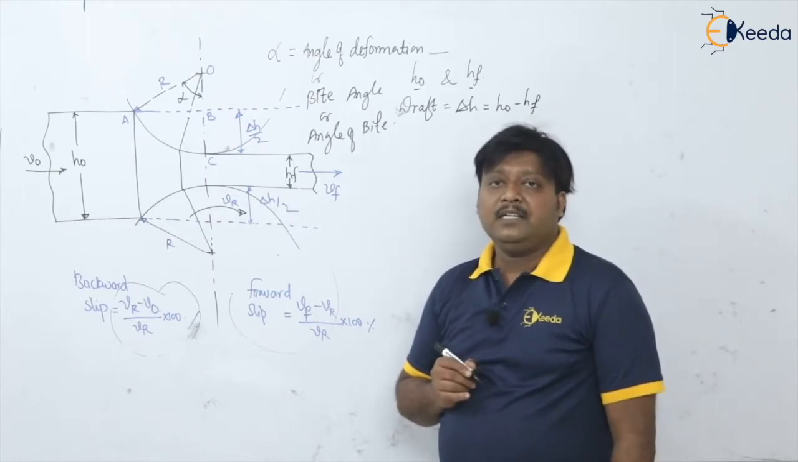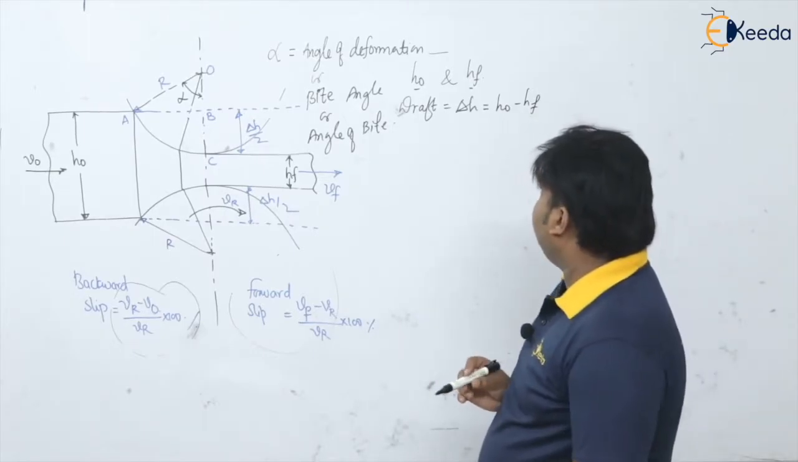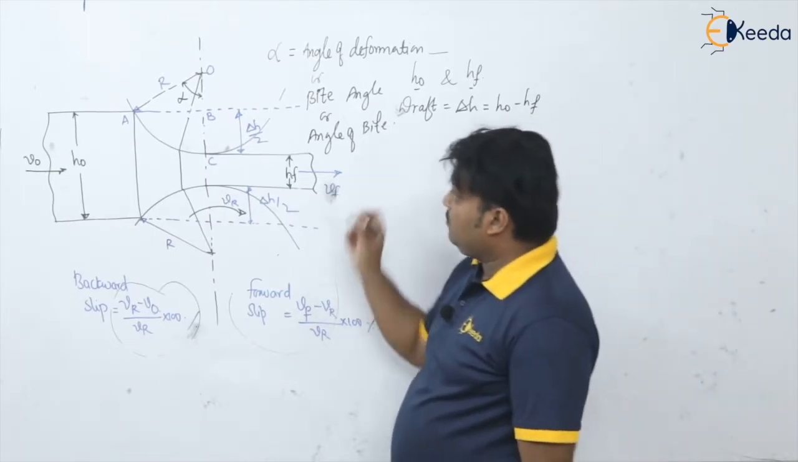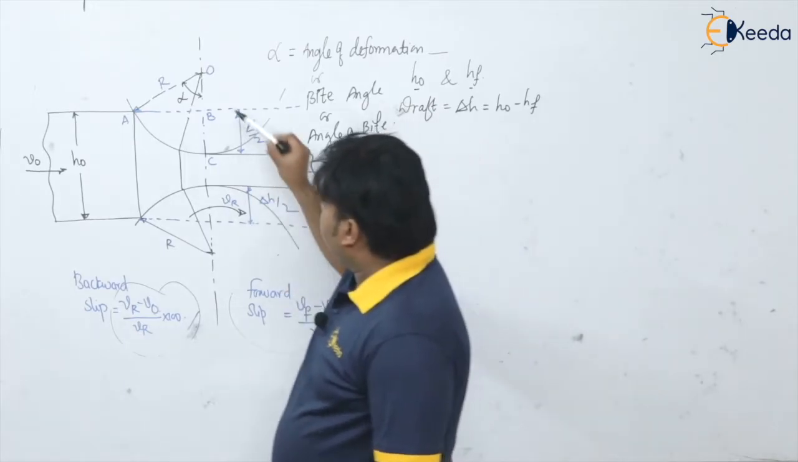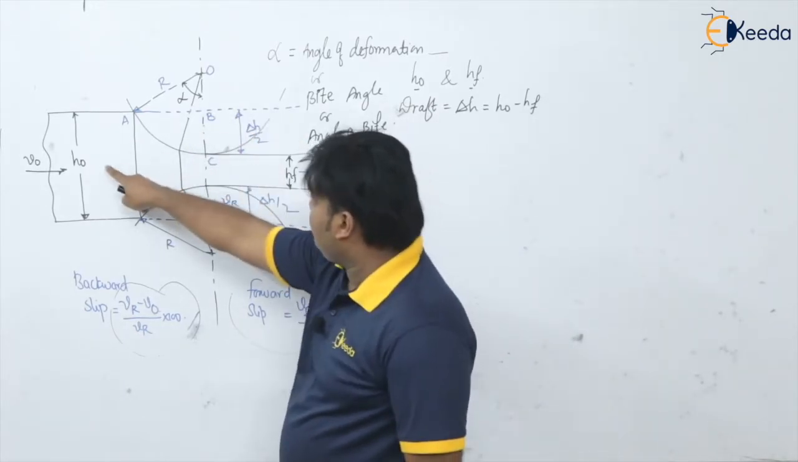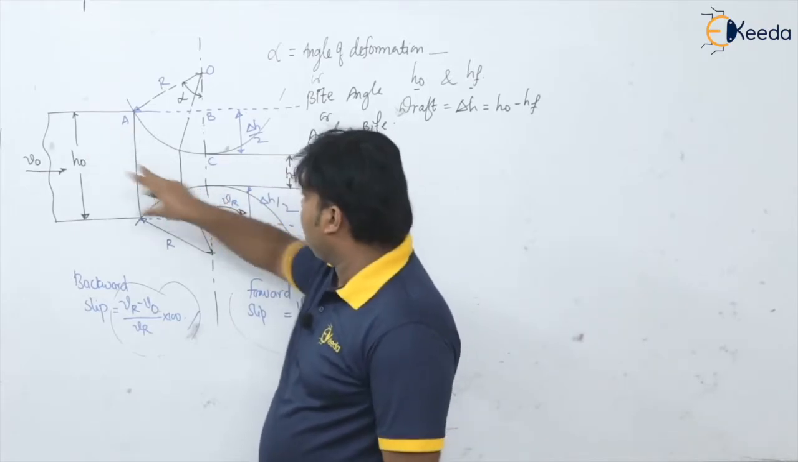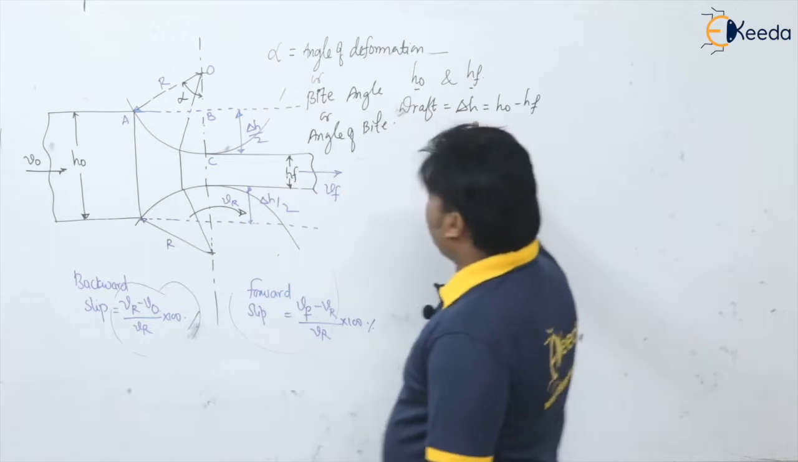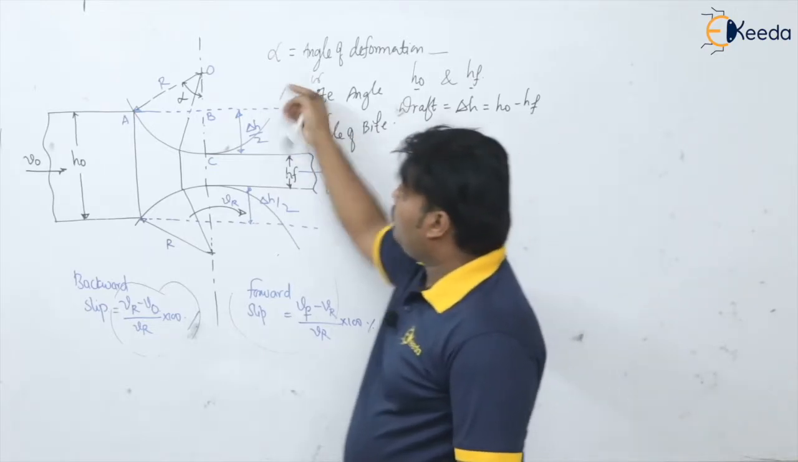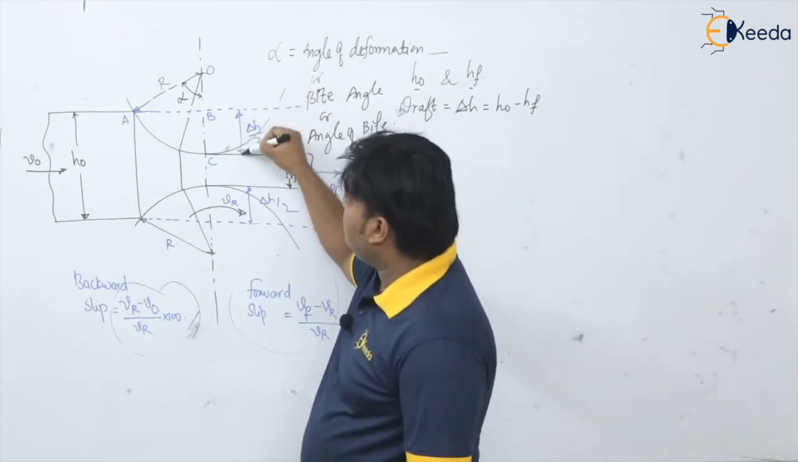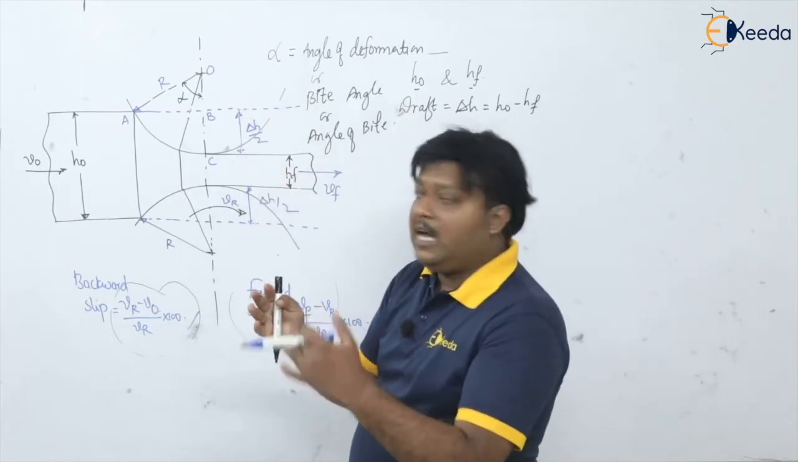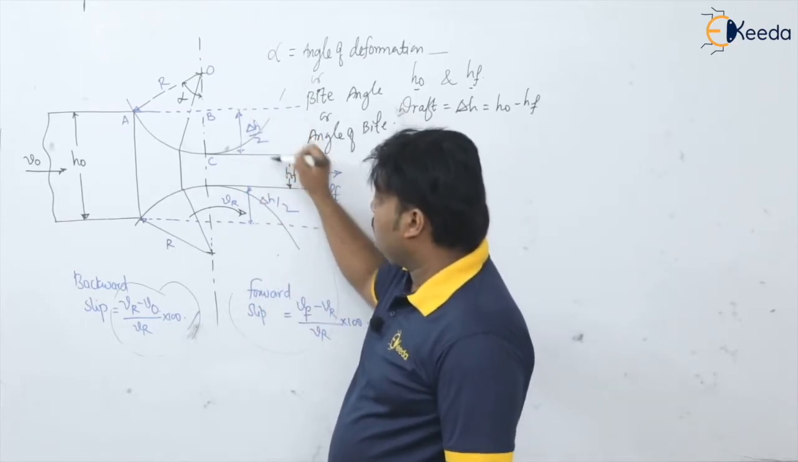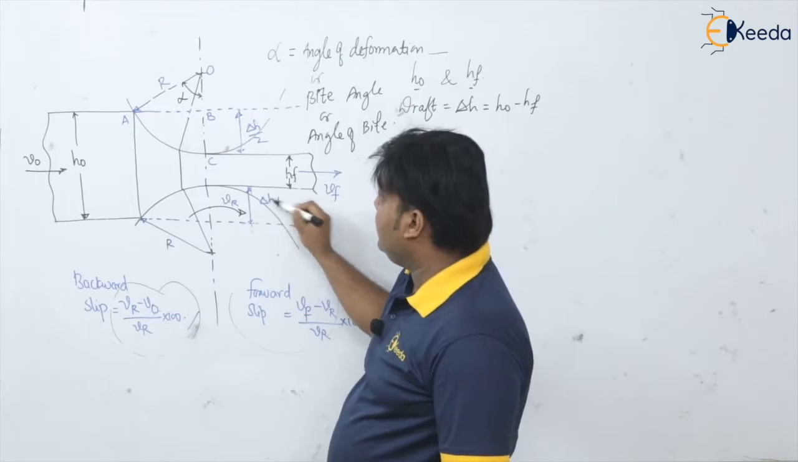H original minus H final. Okay, now you can see here from the diagram, this is the draft we are getting here. Original height minus final height. So the delta H that we got is for both rollers; for the top roller, we get half of what we got, so that is delta H by 2, and this distance is delta H by 2.